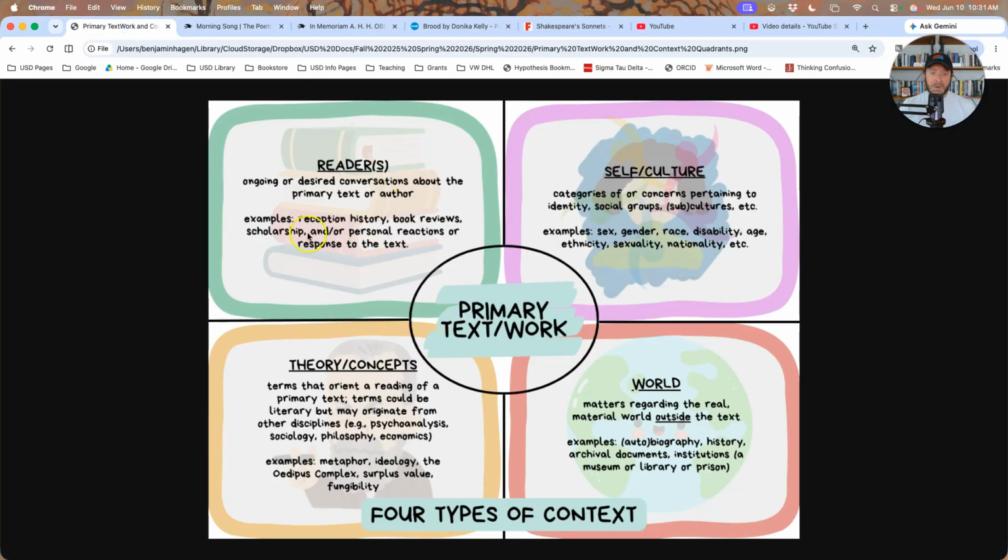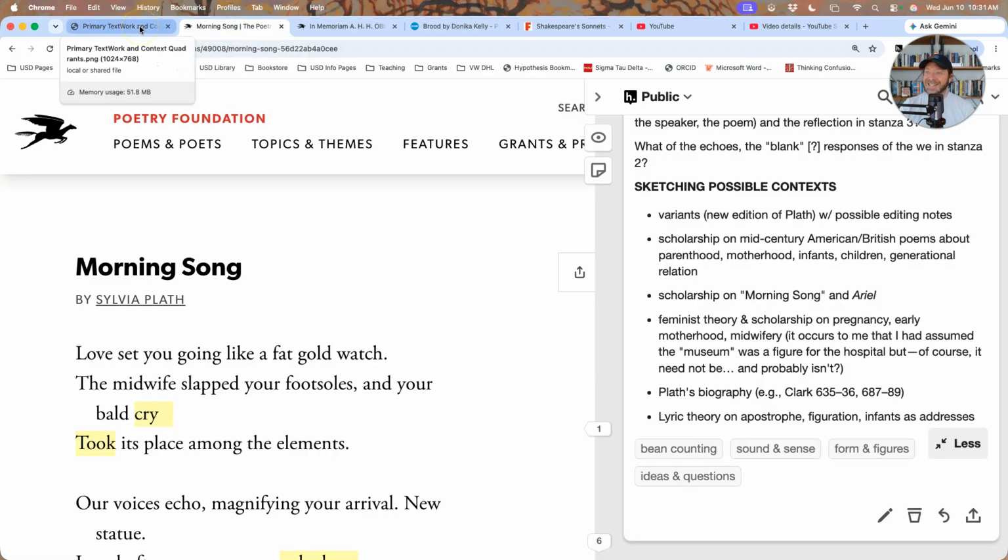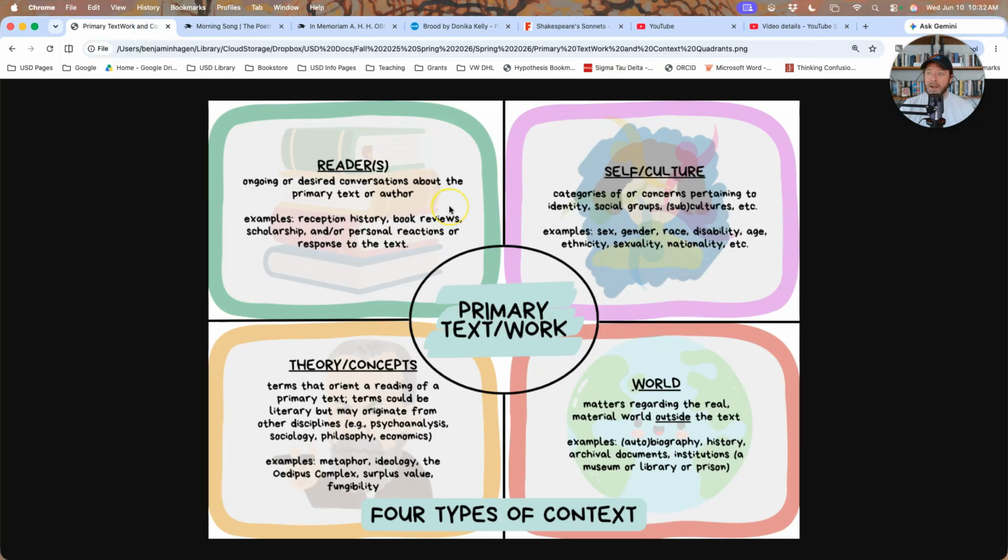But of course, I might also be interested in scholarship, or in any personal reactions I might come across, including my own. In other words, how might I situate my own responses to the text within a big network of other responses to Plath or to the poet or to the particular text I'm thinking about? I have Plath in mind because that's the example. She's the example, and Morning Song's the example I'm going to look at when I'm done going over this.